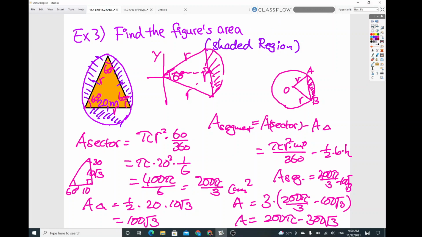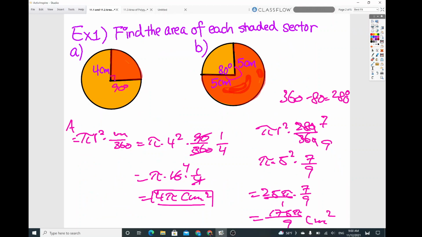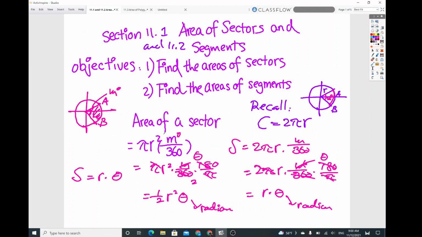For the last 2 problems, they're a little bit complicated, so please just rewind or fast forward to the part of the content that you're having a hard time with. Just watch that again. Again, the basic formulas: the area of a sector, and also the area of the segment.